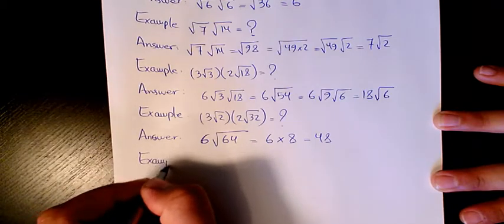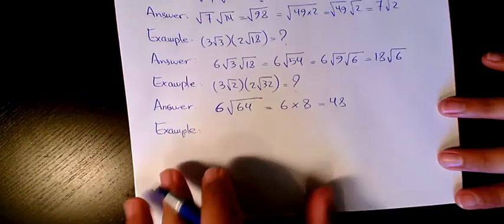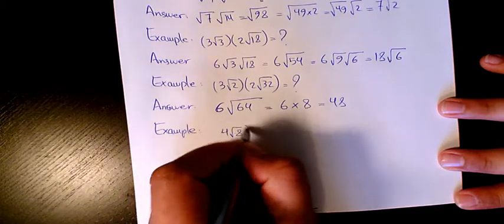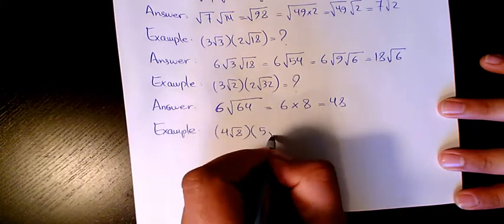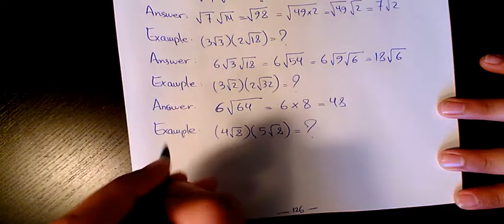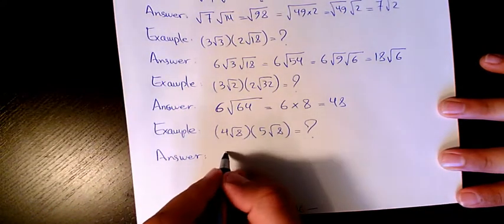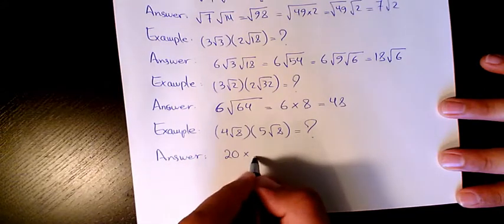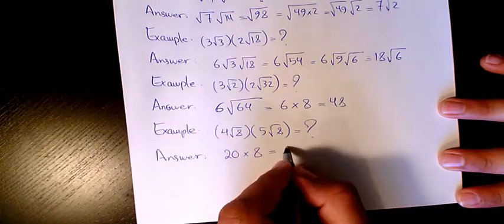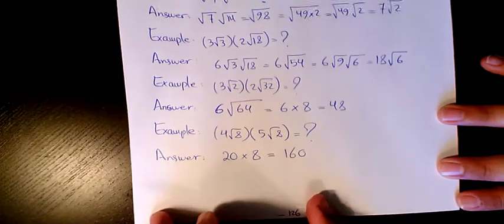Next example, we have 4 root 8 times 5 root 8. Answer is 4 times 5 is 20. Root 8 times root 8 is going to be 8. So 20 times 8 is 160. So that's the final answer.